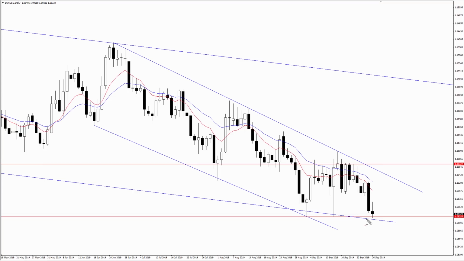And for all we know, we could see a break below this area and a Euro USD at 108 in the weeks to come. However, I do think it's going to take a break below that 109 area in order for us to see much lower prices for the Euro USD.